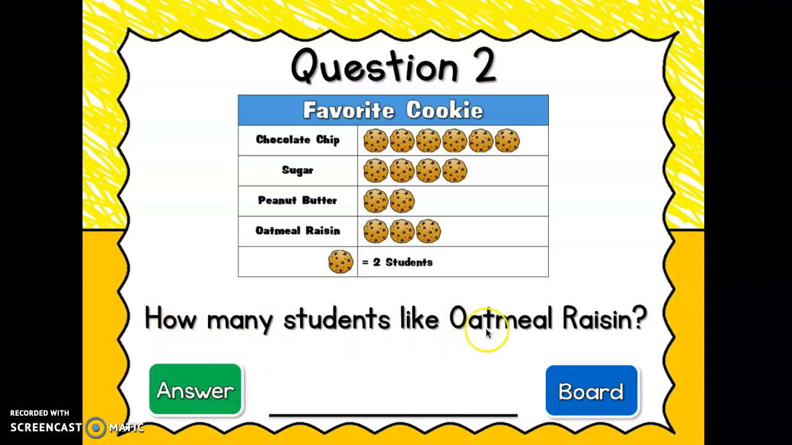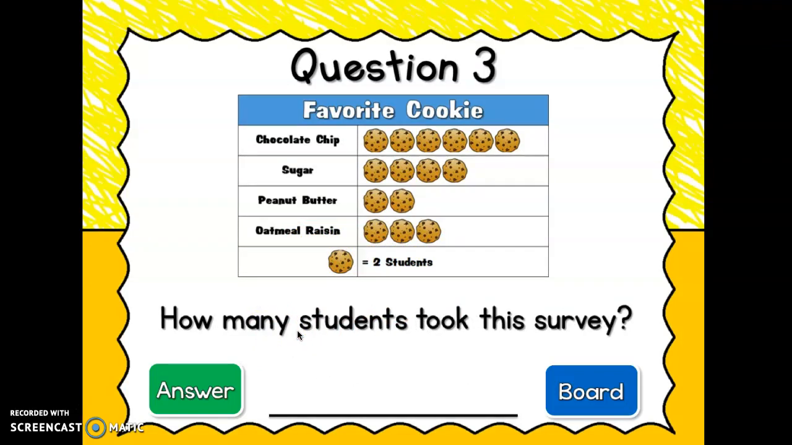Okay, let's see the next question. How many students liked oatmeal raisin? Pause the video if you need to solve it. Okay, ready for the answer? The answer is 6 liked oatmeal raisin because I could go 2, 4, 6. Because remember that key says a cookie equals 2 students.